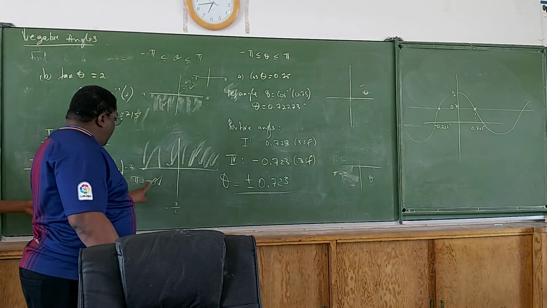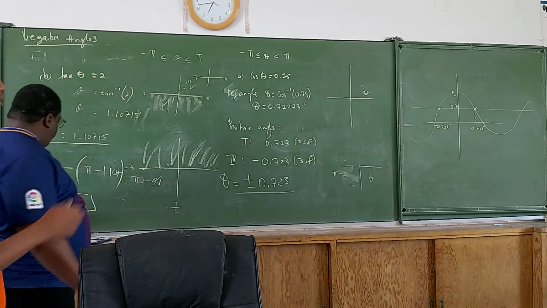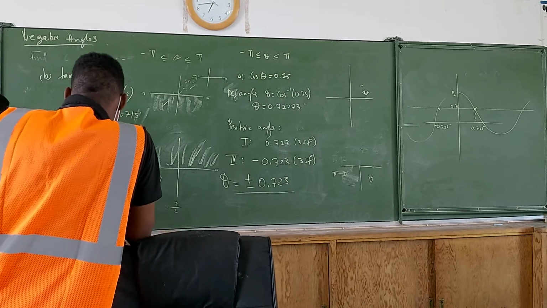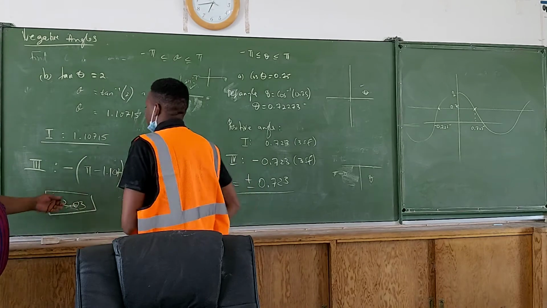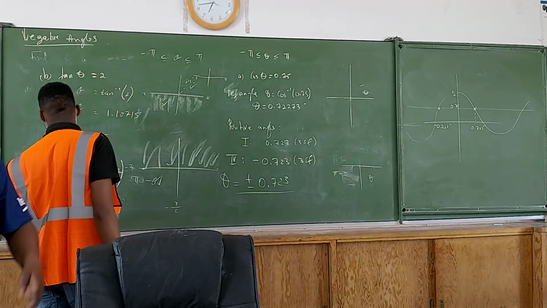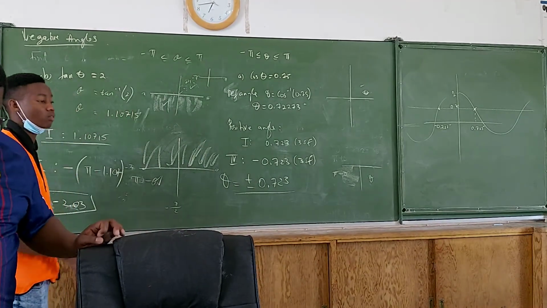In the third one, it's pi minus theta. So, what did it do? What is going on here? Pi, this is pi minus that? Okay. It's correct. Minus 2.03 radians to 3 significant figures.